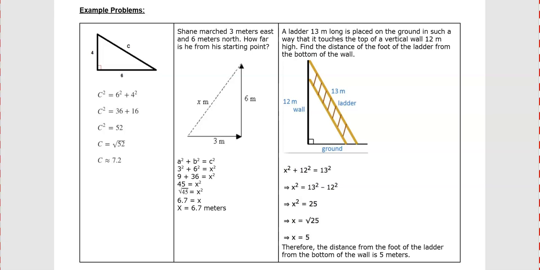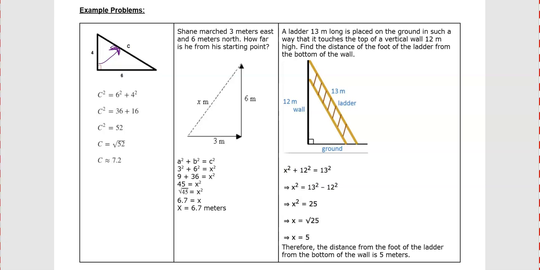Now remember, Pythagorean theorem is how we can find the missing side of a right triangle when given two of the sides. And our formula is a squared plus b squared equals c squared, where a and b are the legs and c is the hypotenuse. And remember, the hypotenuse is always opposite the right angle, and that's always C. A and B don't matter as long as you get C to be correct.